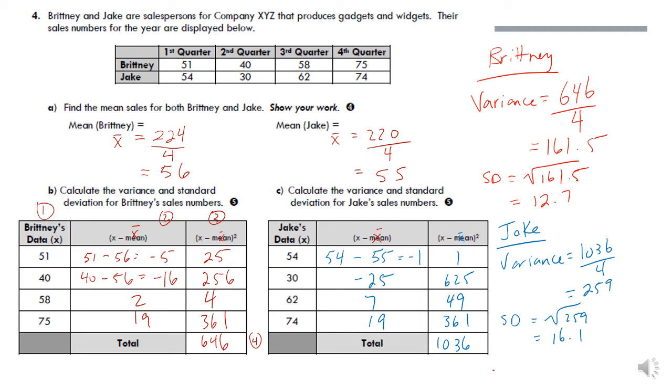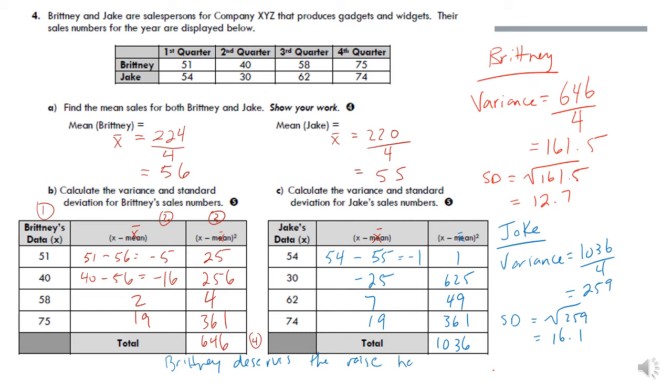Brittany actually had a little bit higher of a mean, so she was up by 1. However, we can see that she was much more consistent than Jake was. So she had a 12.7 standard deviation, Jake had a 16.1. That just means that, again, standard deviation is how spread apart your data is, how consistent. The bigger that number is, the more there's an outlier, the more you're inconsistent.